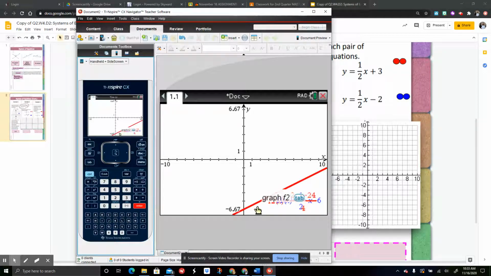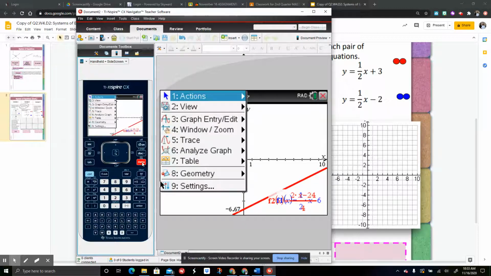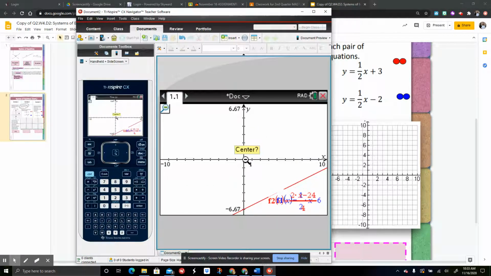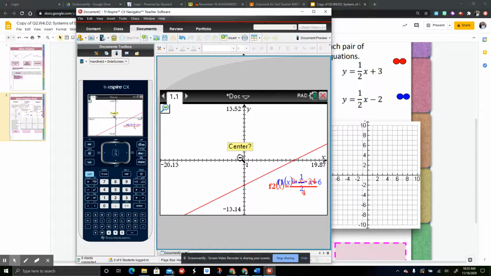Now that I have my 2 equations, I can press enter. And if you notice, now you only see one line. If you want to double check and you want to zoom, you can go to menu, and then number 4 is window zoom. You can either say zoom out or you can say zoom fit. Zoom fit will try to fit your data, or you can just zoom out. When you press zoom out, it's asking you where you want the center to be. Typically, we want the origin to stay in the center, so I just put my little magnifying glass over the center and then just click the mouse.